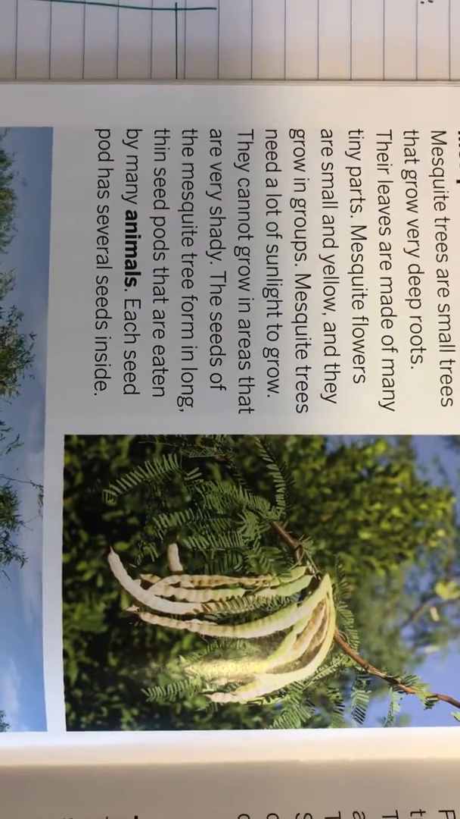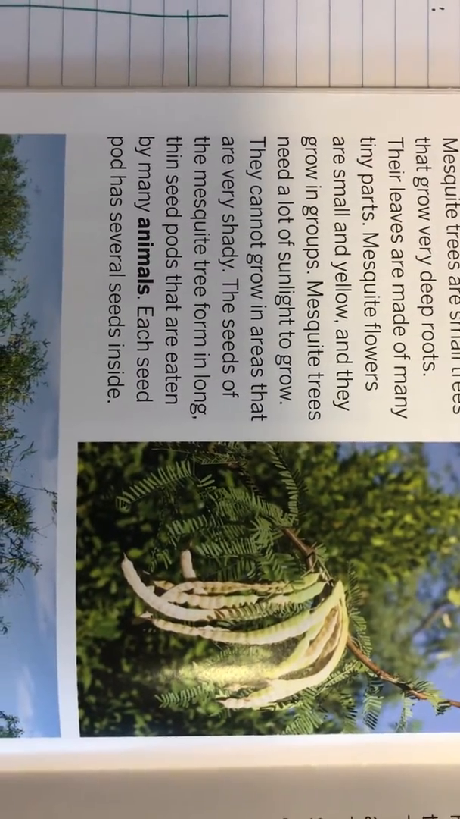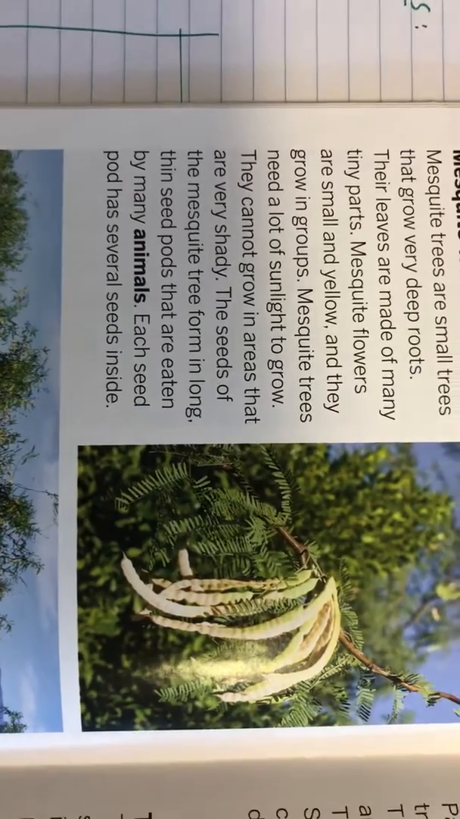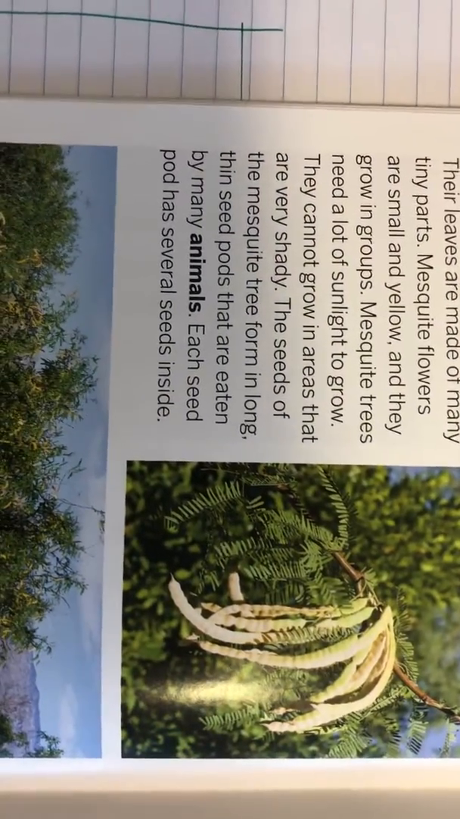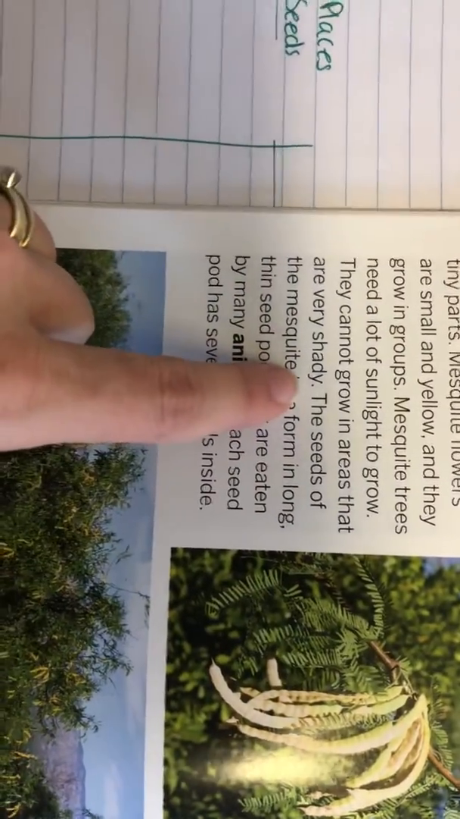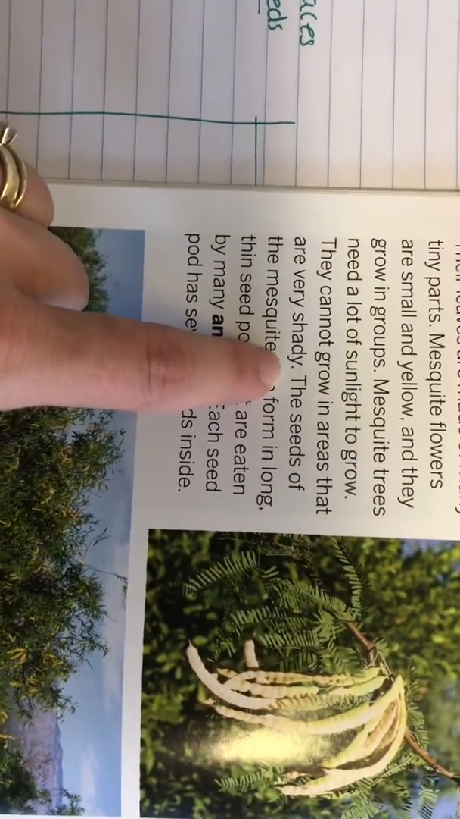Mesquite flowers are small and yellow, and they grow in groups. Mesquite trees need a lot of sunlight to grow. Ooh, that sounds important. So I'm going to come over here. Need a lot of sunlight to grow. They cannot grow in areas that are very shady. Ooh, once again, that's important. Maybe I should write that down.